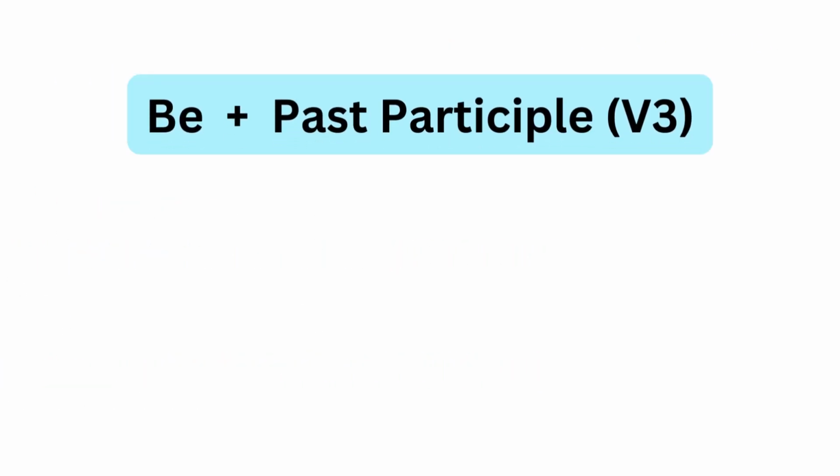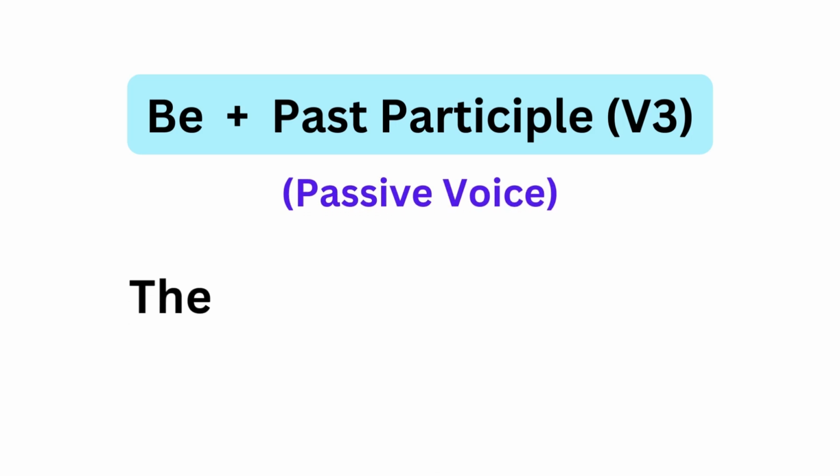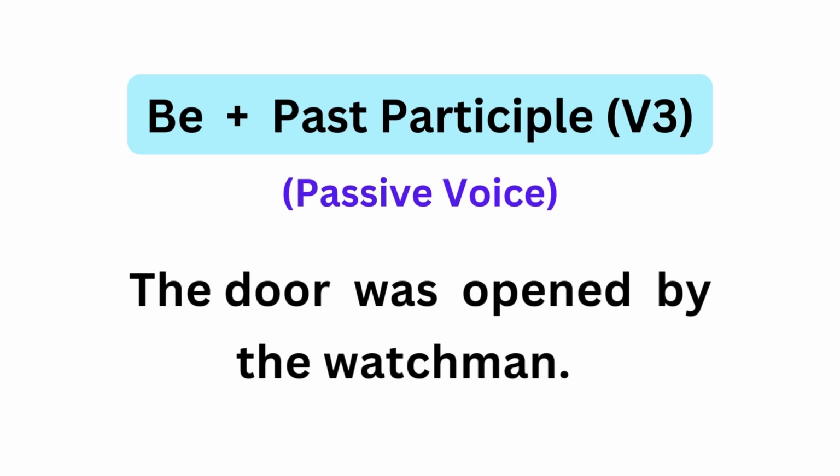Before we start learning the steps to change an active sentence to passive, keep in mind that if you see any form of the verb be, followed by the past participle form, or third form of the verb, that is a passive sentence. For example, the door was opened by the watchman. The verb was is followed by the past participle opened.